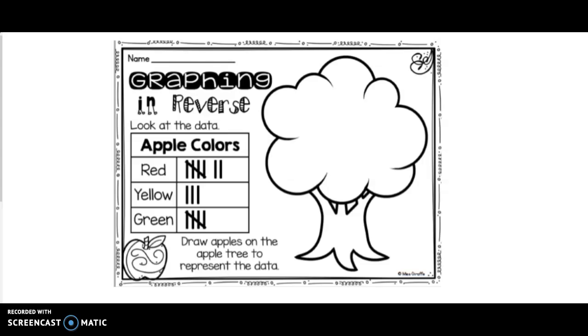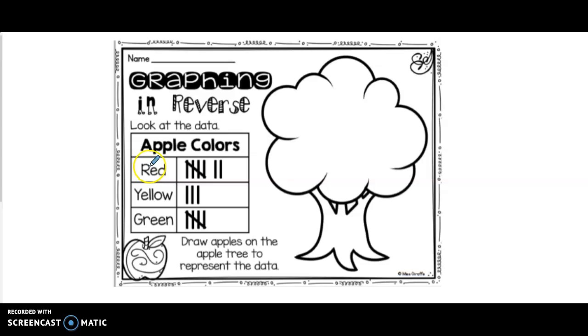So the example I have for you today is graphing in reverse, apple colors. It says, look at the data. Draw apples on the apple tree to represent the data. So if we look at our tally chart, we see the apple colors are red, yellow, and green. There are 7 red apples, 3 yellow apples, and 5 green apples. So I need to draw those apples on the tree to represent and match the tally chart.